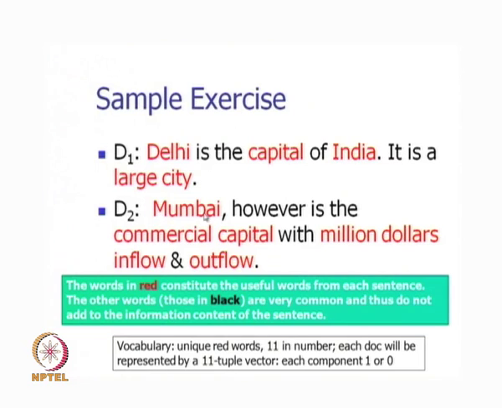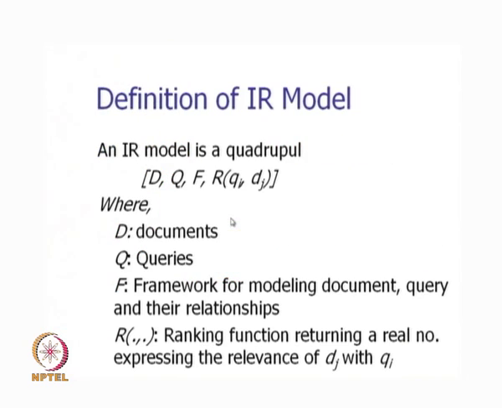Mumbai will come after that, we will have a 1 there. Commercial and capital will come after that, with $1 million inflow and outflow. So, for each of these words, we have a position fixed in the vector and we will make that position on or off depending upon the appearance of the word in that vector or not. So, this is the way the vectors are created, and what we do having obtained those vectors is the point under discussion now, and we have to discuss what is called the IR model.